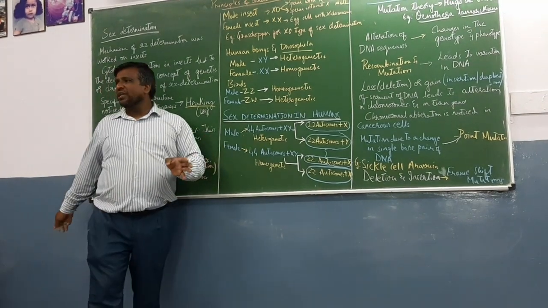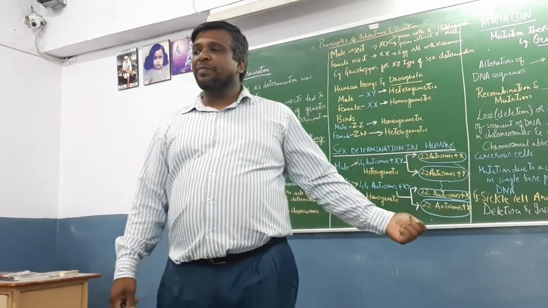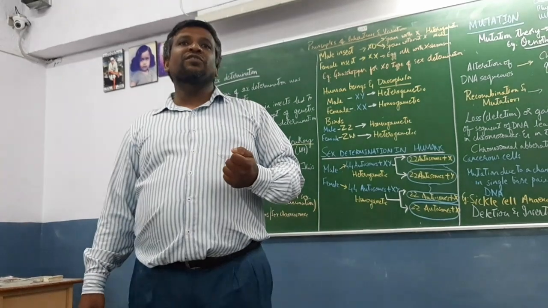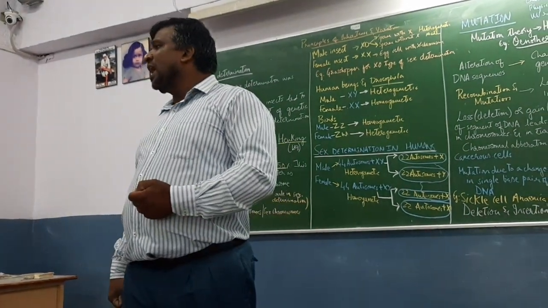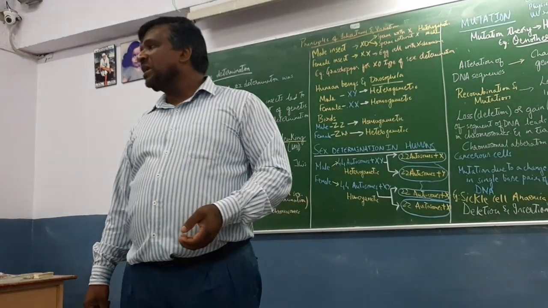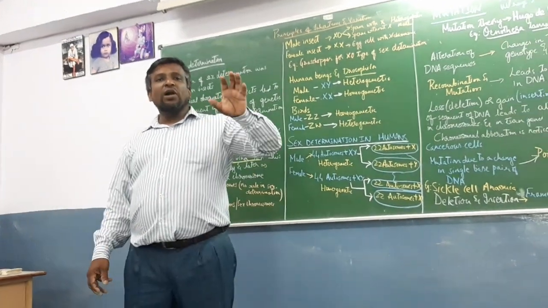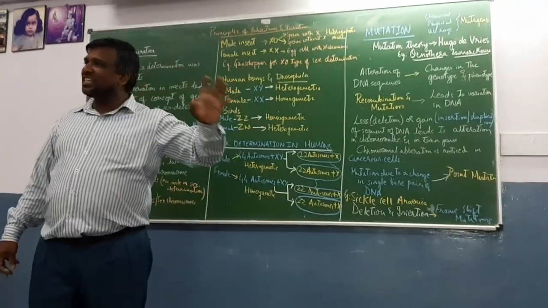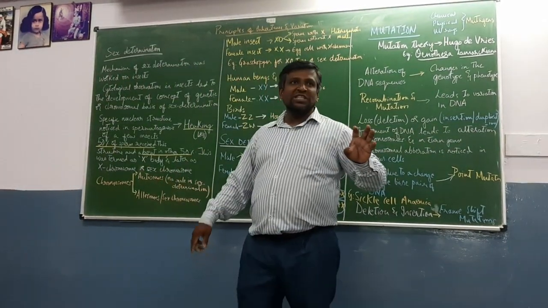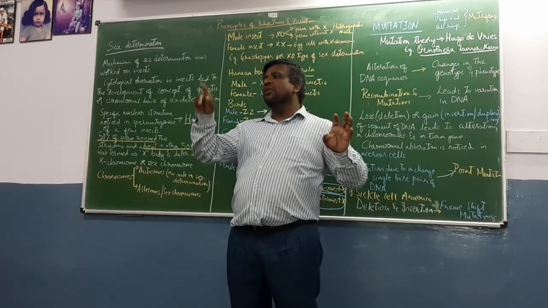Now, sex determination in human beings. How is the offspring's sex determined? Again, it is by the sex chromosomes present in human beings. Human beings have a diploid number of chromosomes. We have 46 chromosomes, or you can also call it 23 pairs of chromosomes. Of the 46 chromosomes, 44 have no role in sex determination. We call them autosomes. You can write it as 44A.